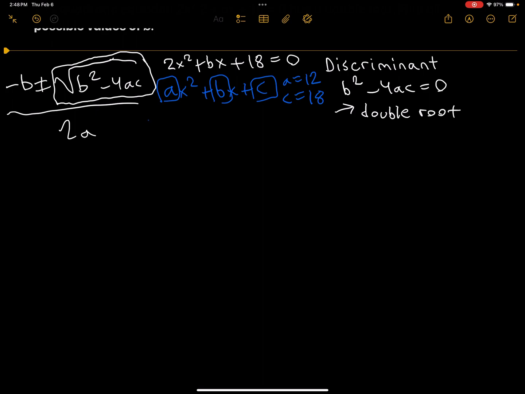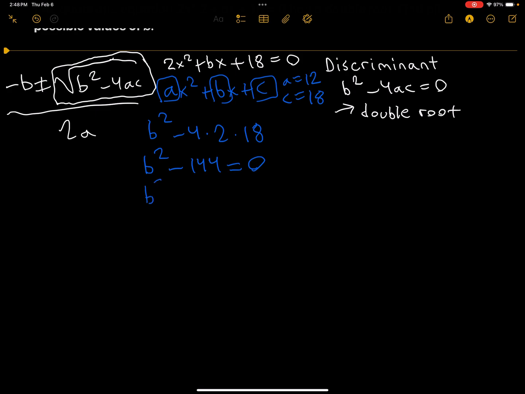So we have b squared, and we're trying to solve for b, minus 4 times 2, that's the value for a, times 18, that's the value for c. This is our filled-in equation. We can work this through and we'll get b squared minus 144. From here, we need to solve for b, and since we know the discriminant must be equal to 0, we know that b squared minus 144 must be equal to 0.